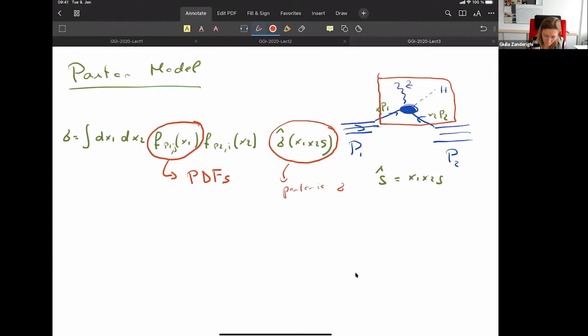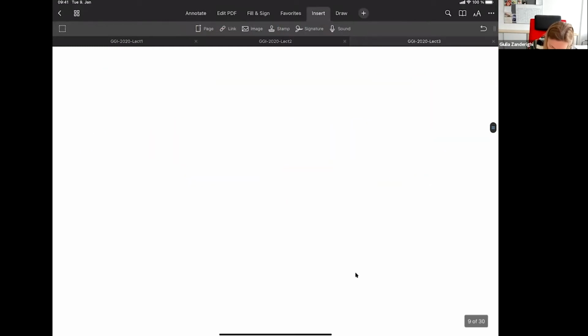Now, I said that these fs are non-perturbative objects. We cannot compute them, but still what we can do is we can write some relations about these objects. So, for instance, we can write momentum sum rules. Momentum sum rule.